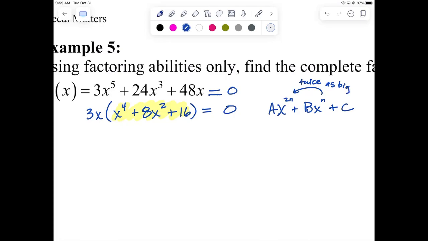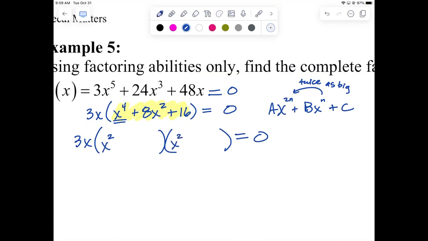Now, we're used to doing it with just x squared and x to the first. But it works the same way when you have x to the 4th and x squared. Let's see if we could double bubble this. What would the square root of x to the 4th be? It would be x squared, right?